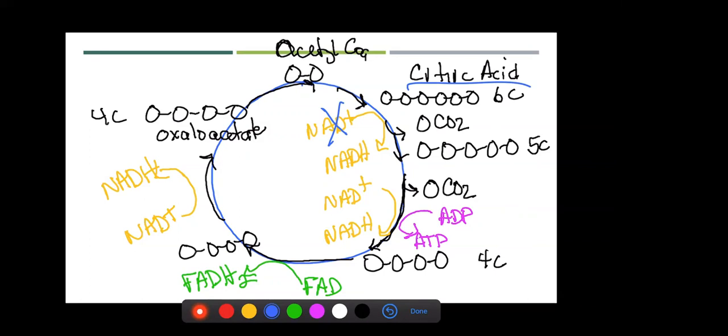Plus, we still only made 4 ATPs, right? Because we have 2 of our acetyl-CoAs, so we have to go around twice, right? Once for each one. That's 2 ATPs there. We made 2 ATPs in glycolysis. That's only 4 ATPs. That's not much energy.